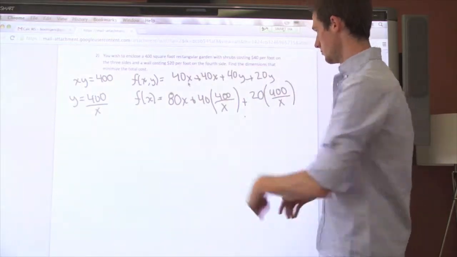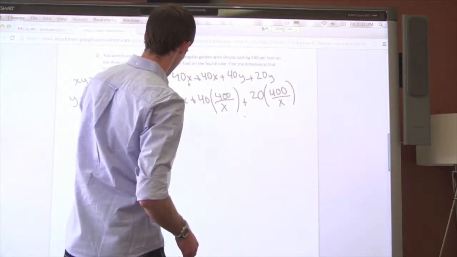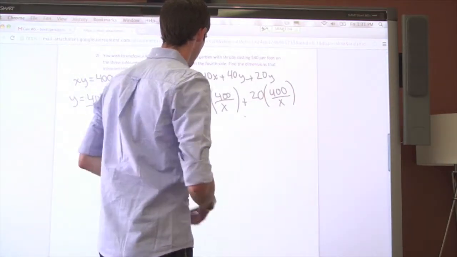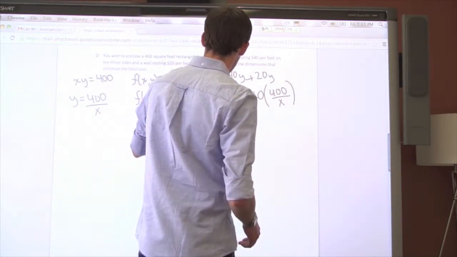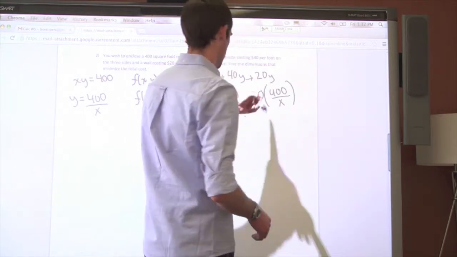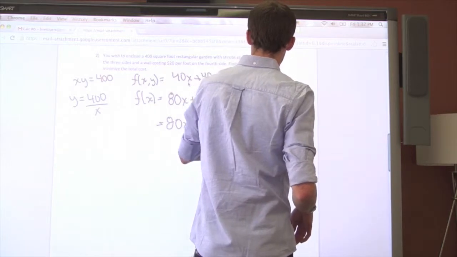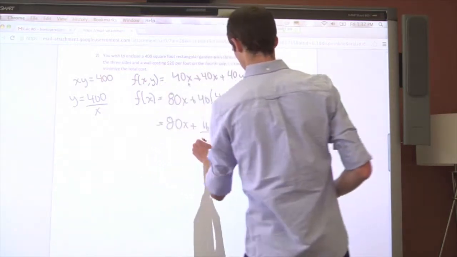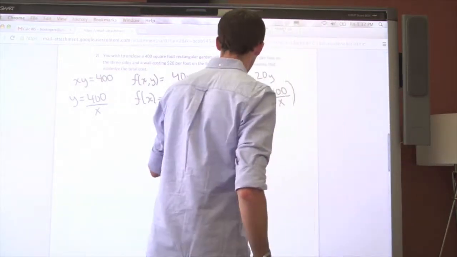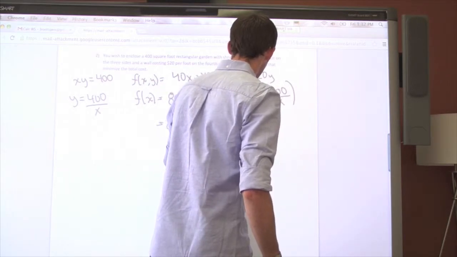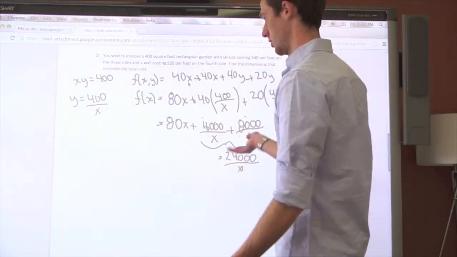We're going to multiply this through and simplify the whole thing. This is equal to our 80x still, plus 40 times 400, which is 16,000 over x, plus 20 times 400, which is 8,000 over x. And this little piece here is going to be equal to 24,000 over x.